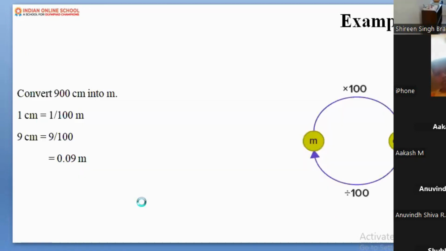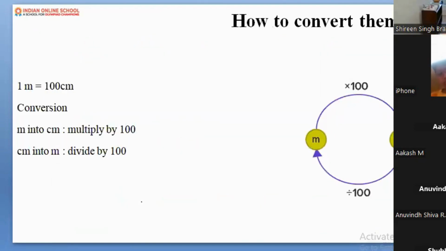So let's see how we can solve questions through this trick. This is like in 1 meter. We will go with a trick only.